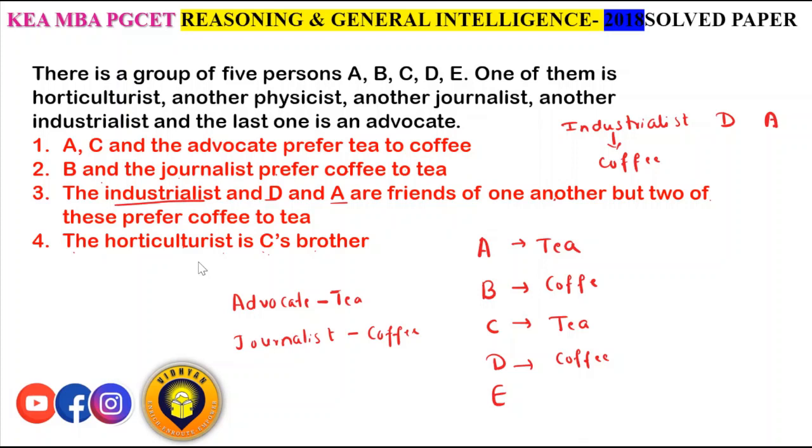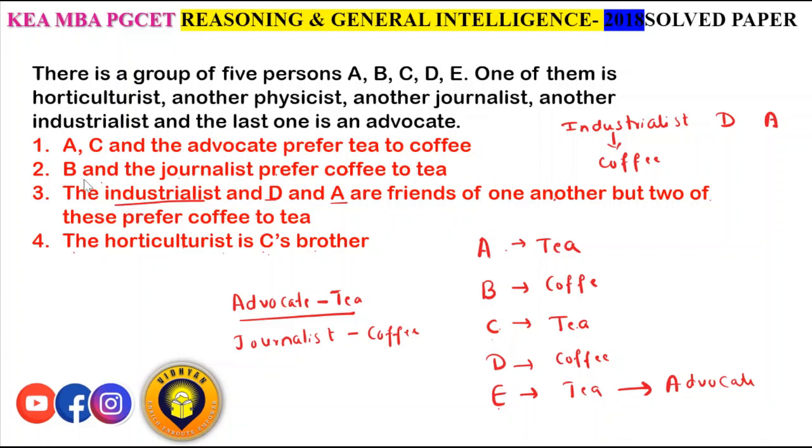Now again come back to the question and fill in the other sectors, that is, which professions they are. In the first statement, A, C and the advocate prefer tea. A is preferring tea, C is preferring tea. Now who is left? E is left, right? So E is preferring tea. Therefore E will be an advocate, because the first point said A, C and the advocate prefer tea. You already know A and C prefer tea, so the only option left is E. E prefers tea and E is an advocate.